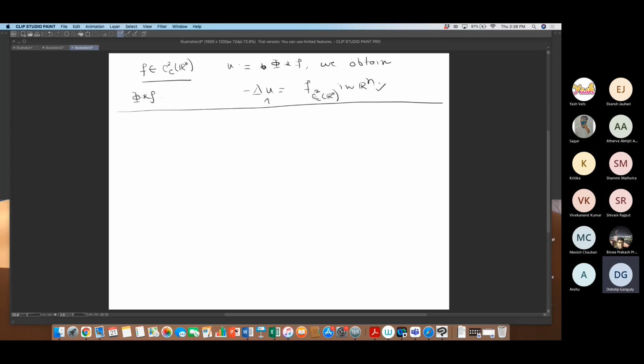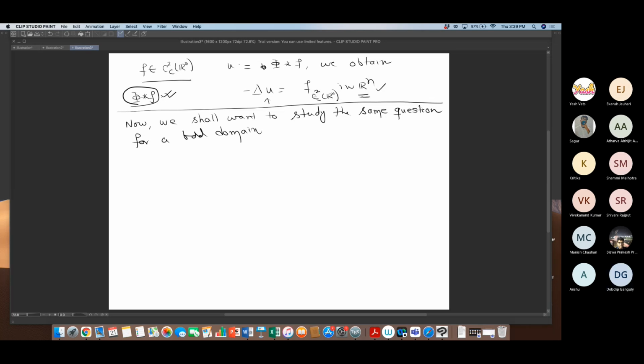Now we want to study this problem in a bounded domain. So this is the explicit solution of the PDE minus Laplacian of u equal to f in Rn. One explicit solution is φ convolution f. Now the same type of idea we want to study in a bounded domain, the same question for a bounded domain.